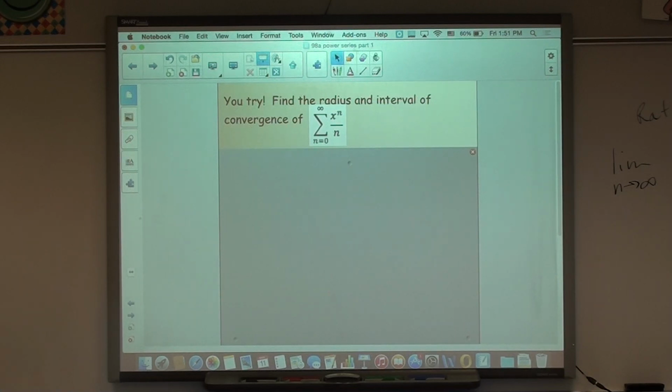Is it less than or equal to? Yeah. It should be less than or equal to.